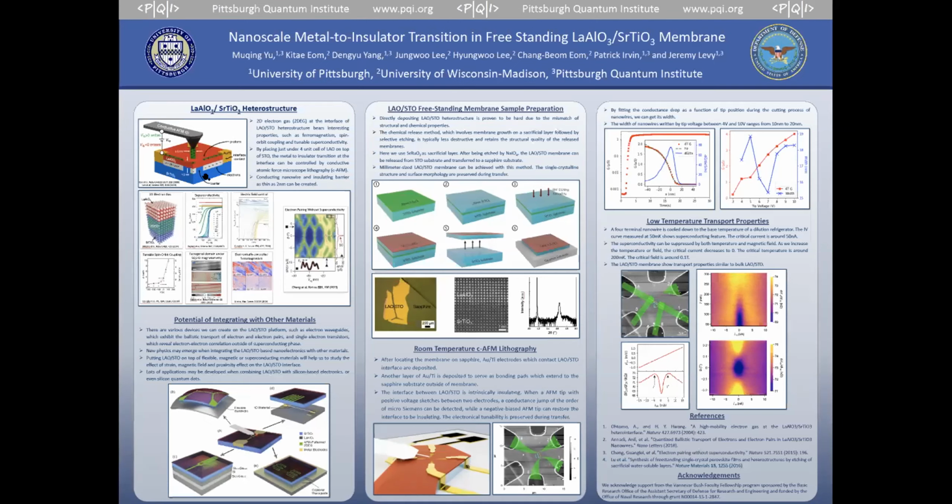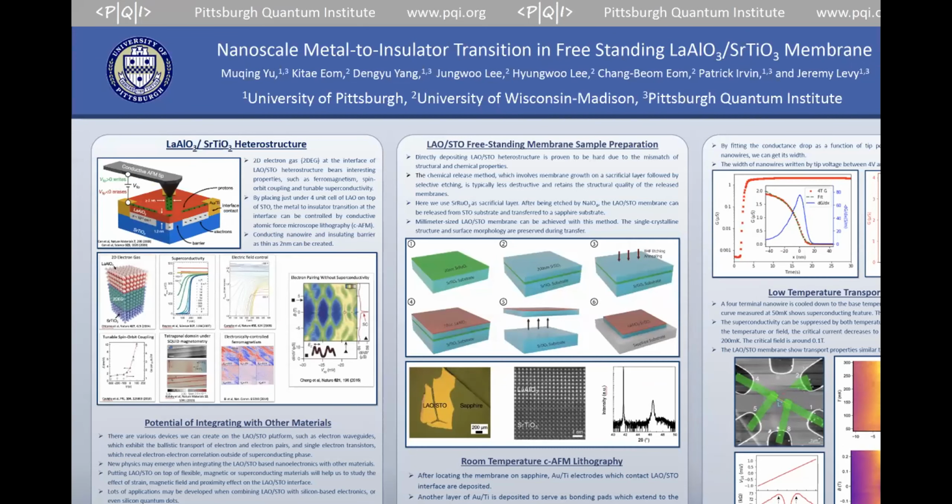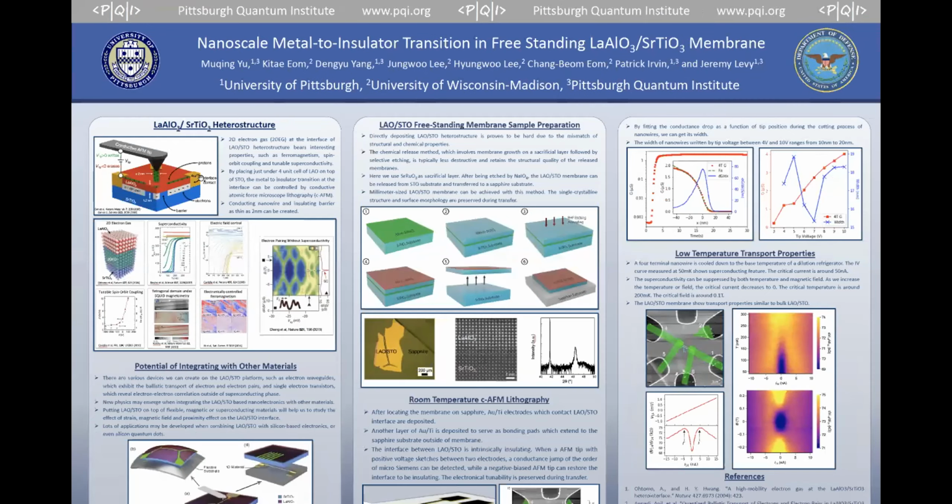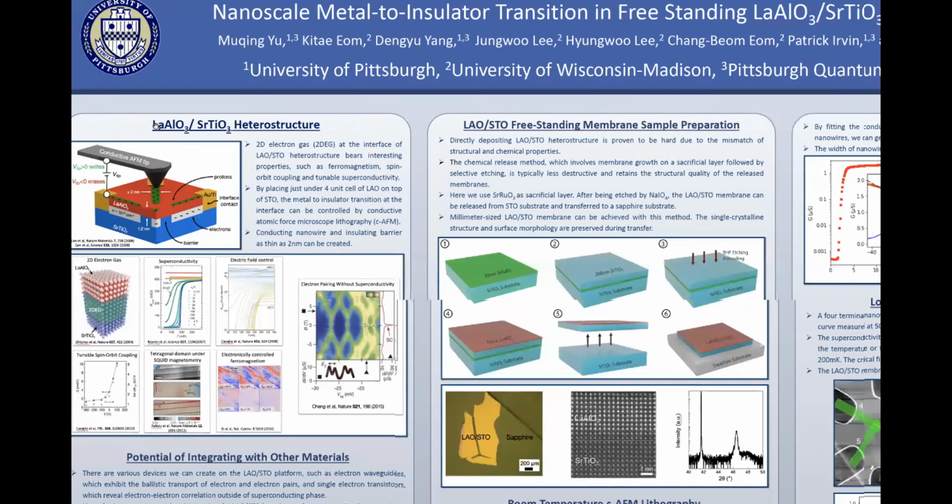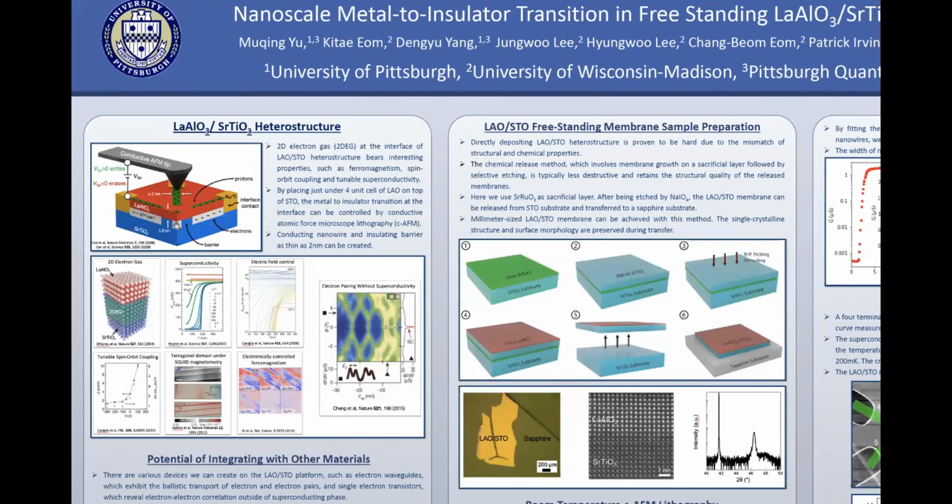Yeah, so today my talk is on nanoscale metal-to-insulator transition in a freestanding lanthanum aluminate strontium titanate membrane. LAO/STO heterostructures bear many interesting properties, such as tunable superconductivity, tunable spin-orbit coupling, and magnetism. And in our group, we are particularly interested in the tunable metal-to-insulator transition at the LAO/STO interface. So when we have just under 4 unit cells of LAO grown on STO, the interface is intrinsically insulating.